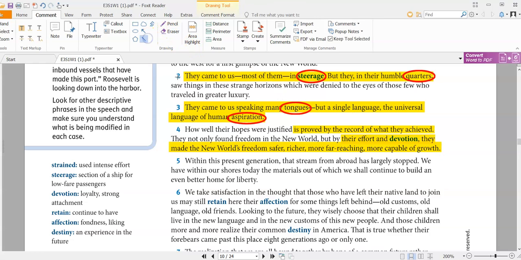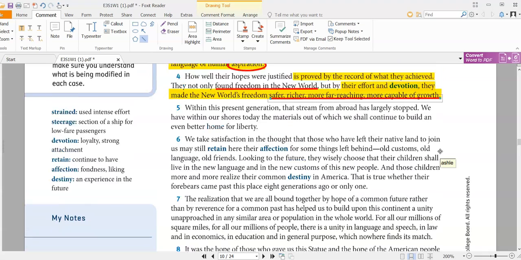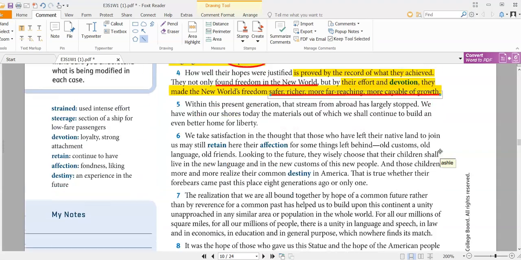So here, I want to show you that they found freedom in the New World, meaning America is a place of freedom. And then they contributed to America's freedom, so it became safer, richer, more far-reaching, more capable of growth. So these are words that they're using to describe America, whereas the action of pursuing their desires with hope and effort and devotion is what the immigrants were doing. So that's why we highlighted that. So it's up to you to continue through this speech and continue to underline, circle, highlight, just the way that I've demonstrated for you here.